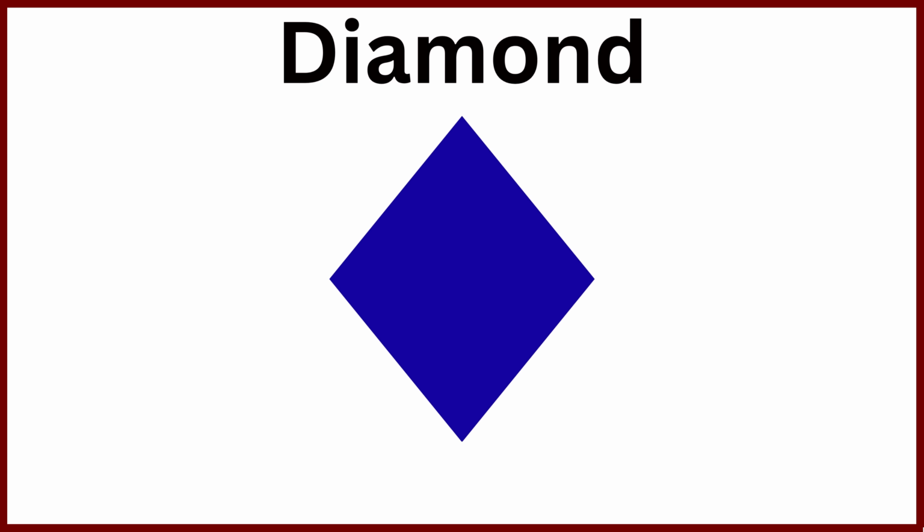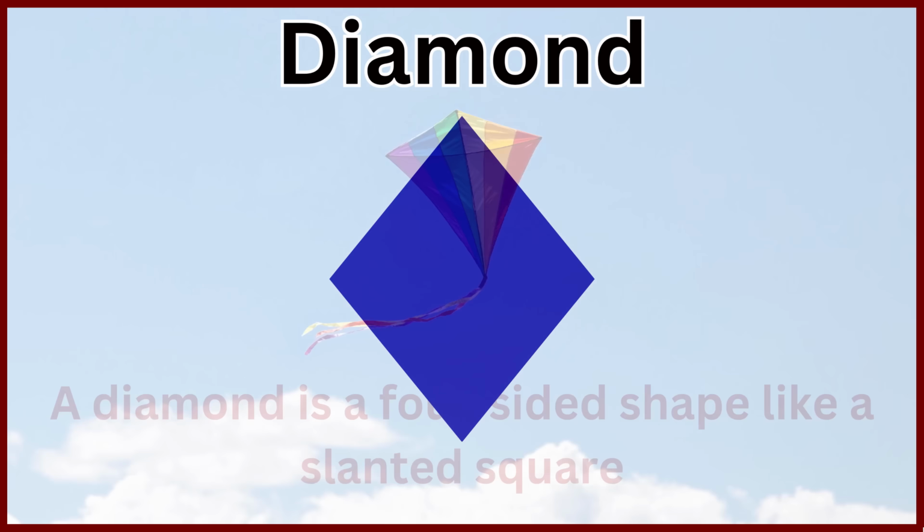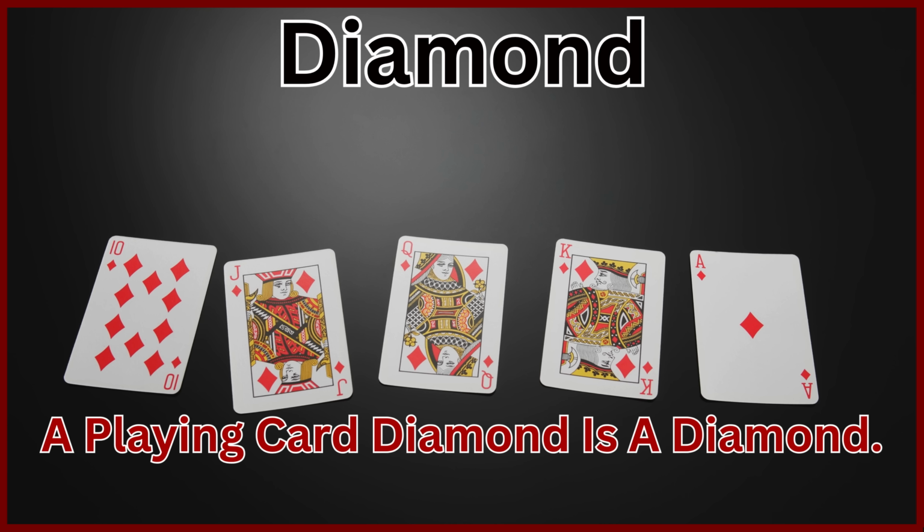Diamond. A diamond is a 4-sided shape like a slanted square. A kite is a diamond. A playing card diamond is a diamond.